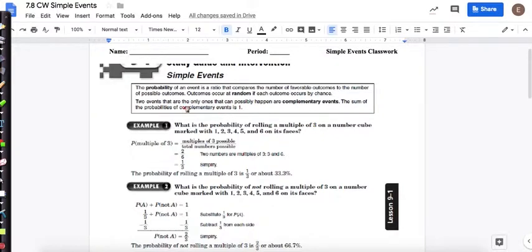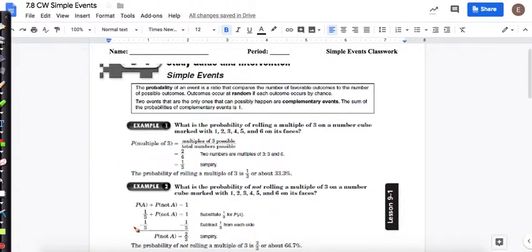Two events that are the only ones that can possibly happen are complementary events. The sum of the probabilities of complementary events is 1. Okay? Flipping a coin is an example of complementary events because you can either get heads or tails. Okay, let's look at example number 1.